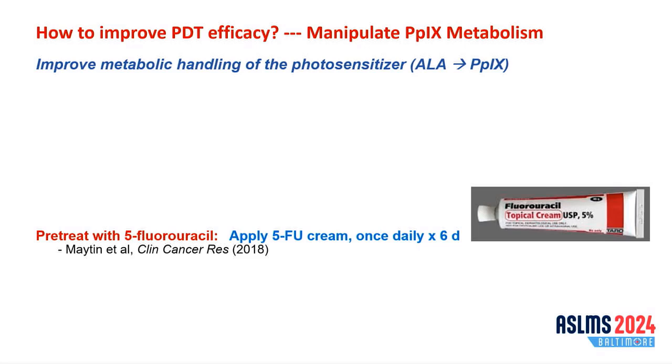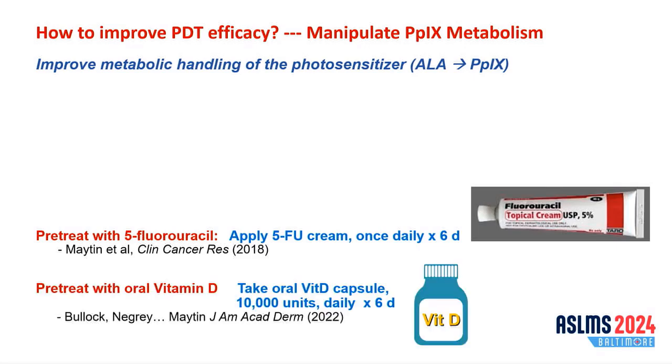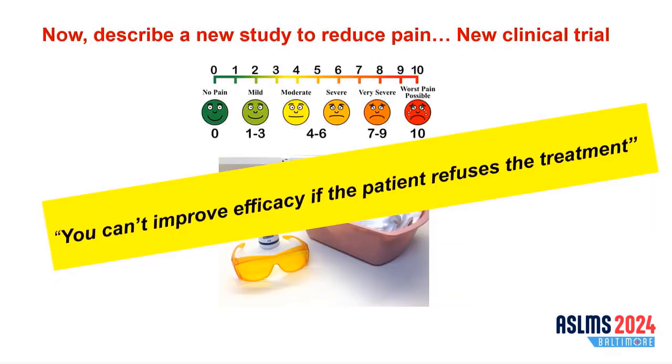And you apply the cream once a day, not twice, just once for 6 days prior to the PDT. And you can get significant improvement, almost doubling actually, of lesion clearance. And then the other published work is vitamin D, which on a molecular basis does a similar thing. And it's quite practical. Here you can take pills. This dose of 10,000 units is 5 times higher than the recommended daily dose, but very safe. Do that every day for 6 days just before coming in for treatment.